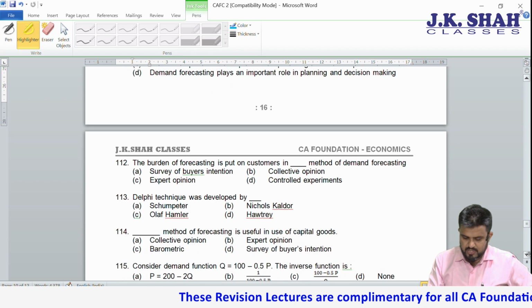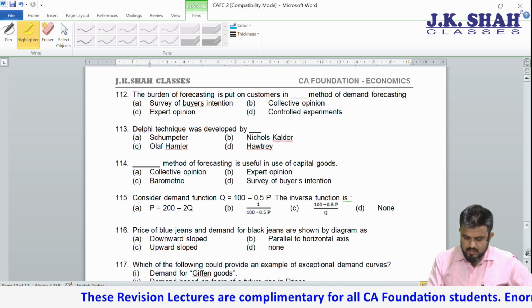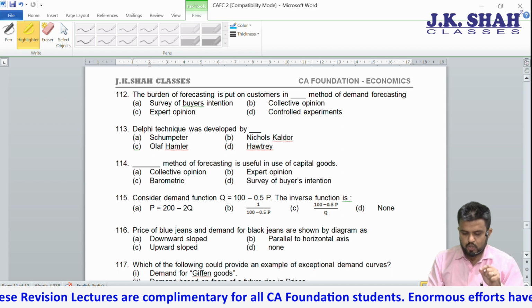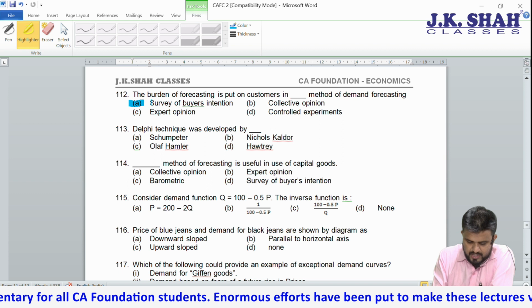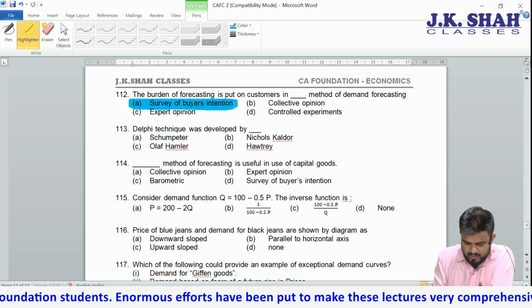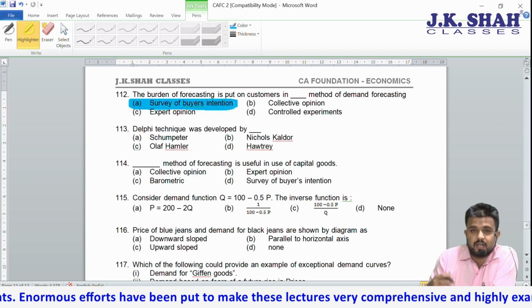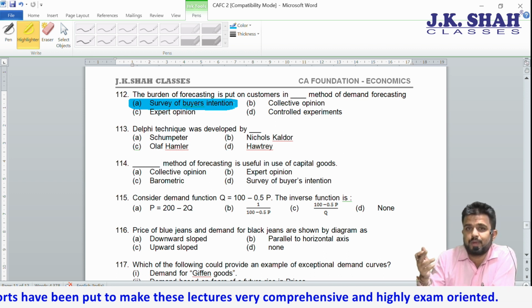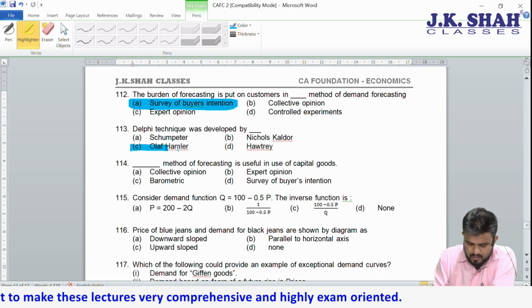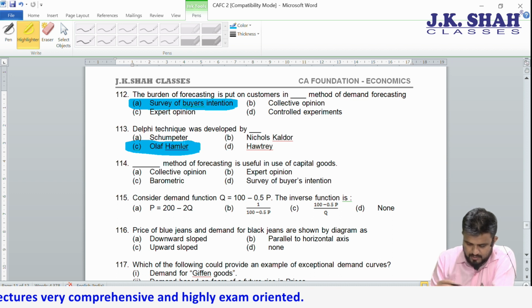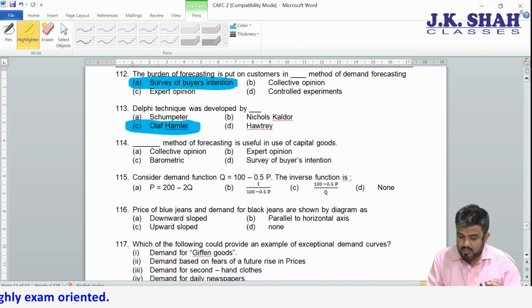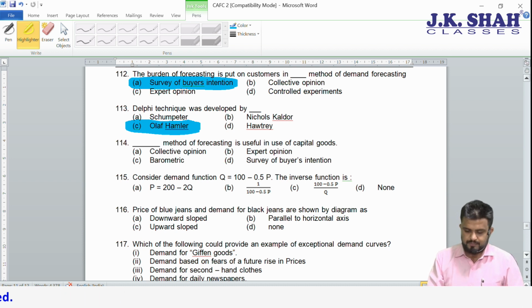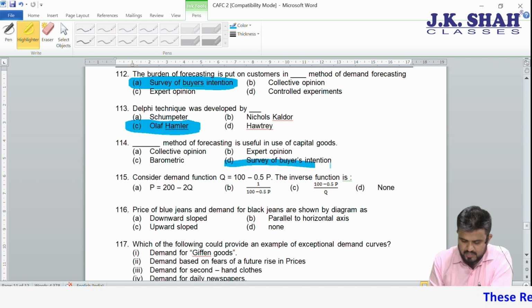Moving to the next. The burden of forecasting is put on customers in dash method of demand forecasting. Just now we did survey of buyer's intention. Delphi method was developed by expert opinion method. What's the name of the person? Olaf Helmer. Very easy. Dash method of forecasting is useful in use of capital goods. So students, the correct answer is survey of buyer's intention.